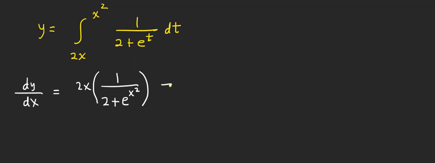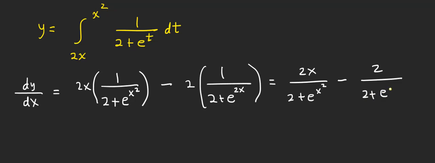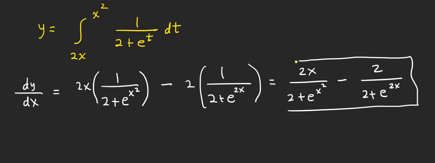And then minus, now instead of t, you've got to plug in 2x. You get 1 over 2 plus e to the 2x, and that times the derivative of 2x, which is 2. So if you clean this up, you're going to get 2x over 2 plus e to the x squared minus 2 over 2 plus e to the 2x. So this will be your final answer.